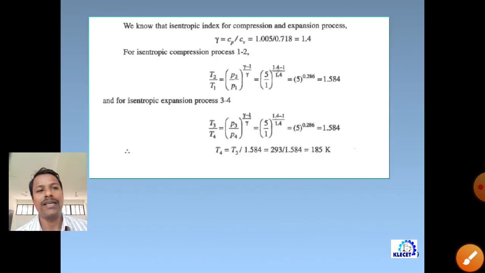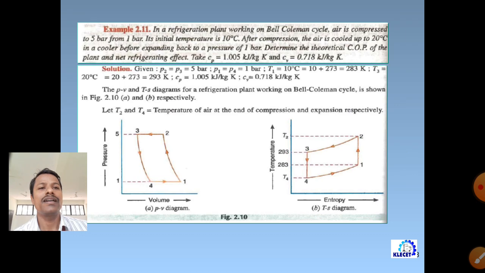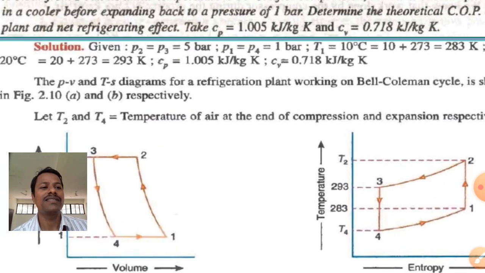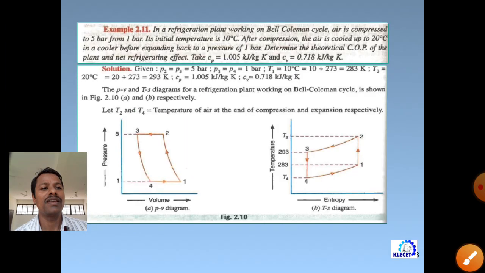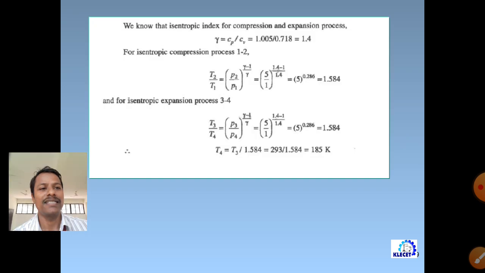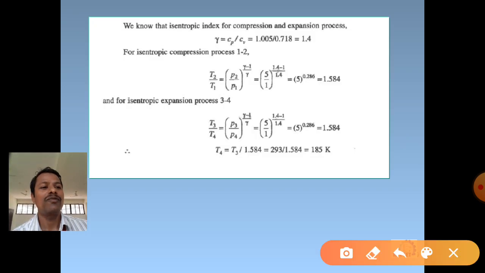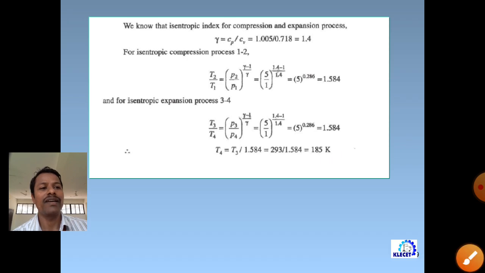Why we applied the isentropic law, we must understand: because we want to calculate the unknown temperatures. See, in the problem statement T3 is given. For your information, I have just reopened this slide: 293 Kelvin is the T3 temperature that we used. So, finally, T4 we are able to calculate as 185 Kelvin.